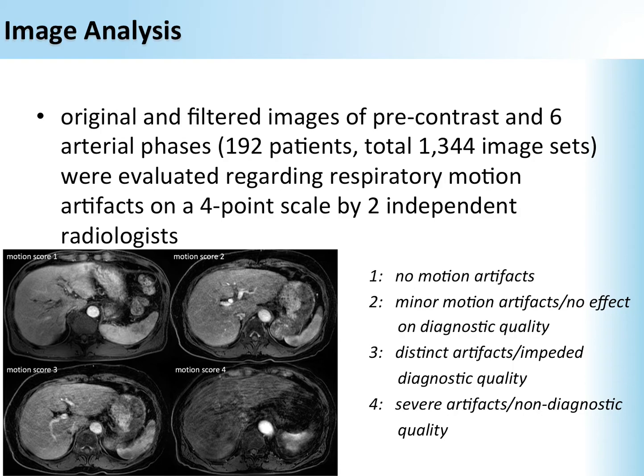So you can see here with the image that we have a motion score 1 with no motion artifacts, motion score 2 with minor artifacts, but still a good diagnostic quality. Motion score 3 would be distinct artifacts, which impeded diagnostic accuracy, and motion score 4 with severe artifacts and non-diagnostic quality.